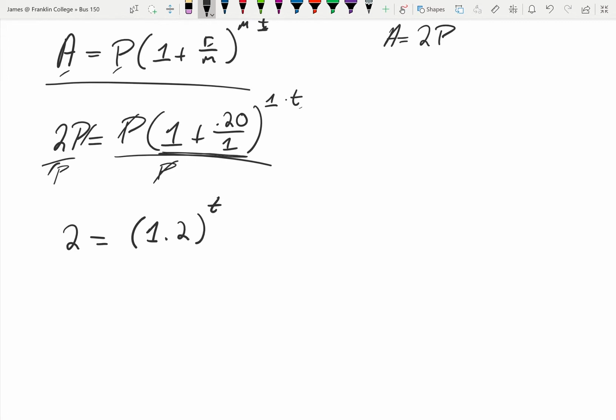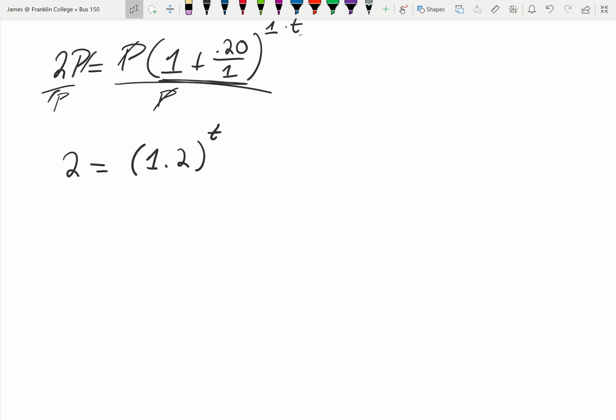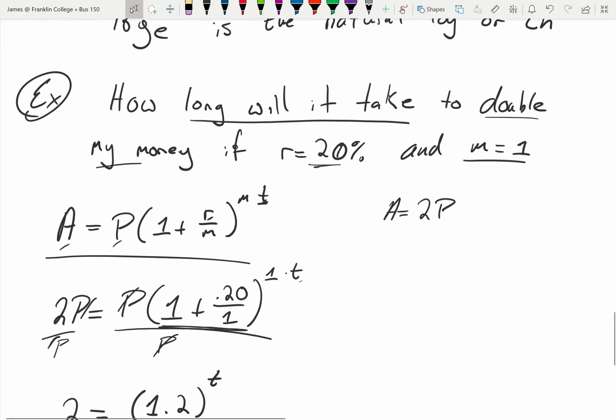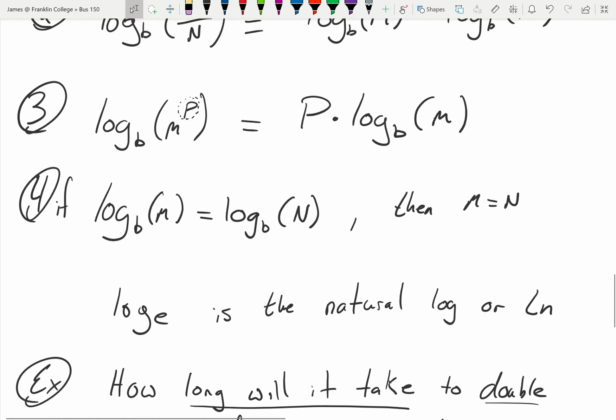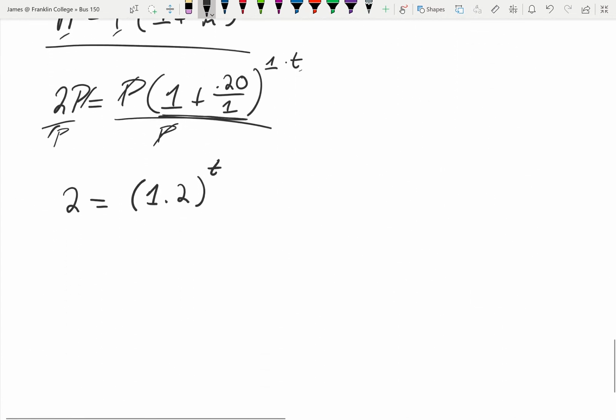And how can we solve for that t when it's up in the exponent? We are going to want to, what I call, pull that exponent down out in front. Let's go back to our original property number 3: we can take the log, or in this case the natural log, of both sides of the equation in order to pull the t out from the exponent.